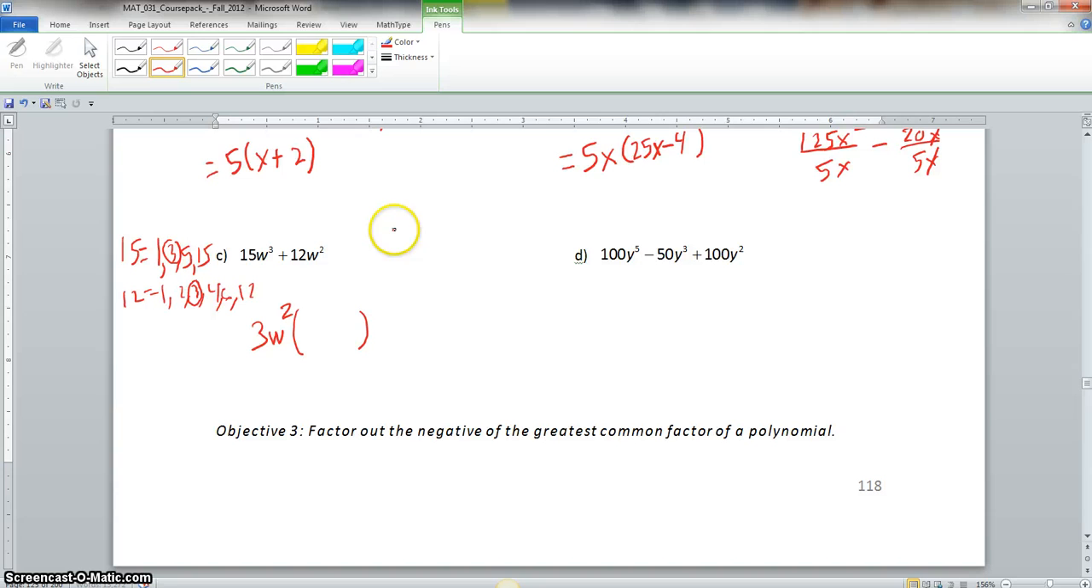Now on the inside, we take 15w cubed divided by 3w squared plus 12w squared divided by 3w squared. 15 divided by 3 is 5. w cubed divided by w squared, we know we subtract the exponents. 3 minus 2 is 1, and we'll be left with w to the first power, or just w. Next, 12 divided by 3 is positive 4, and the w squared simplify out. So our final answer here would be 3w squared times the parenthesis of 5w plus 4.